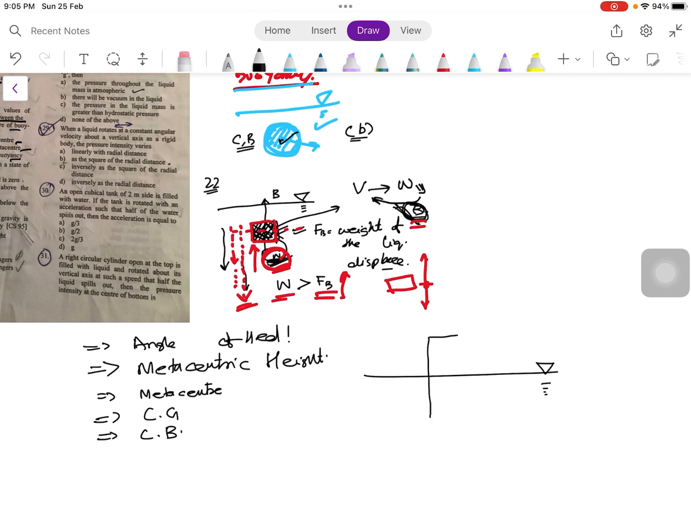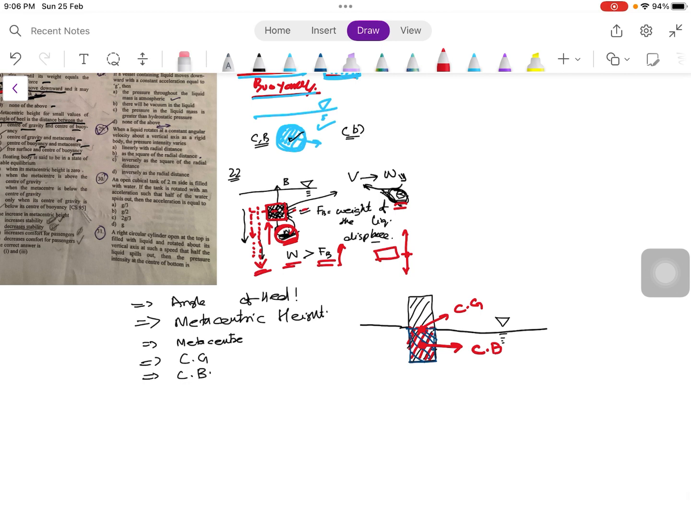Say we have a body, something like this. All right. So this is a body which is floating on a liquid surface. Then this portion below the surface is the submerged portion, all right? And then the center of this immersed or submerged portion, which is somewhere here, is the center of buoyancy, all right? Then the center of this rectangle is the center of gravity, all right? So we have a center of buoyancy and this is the center of gravity.